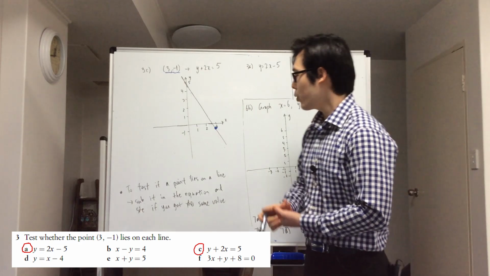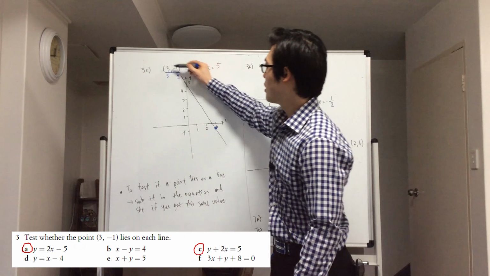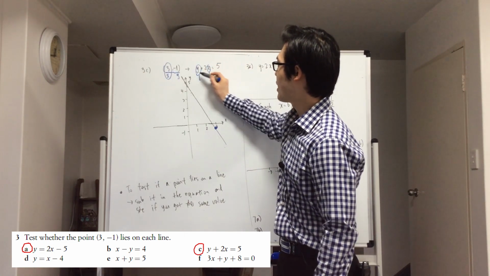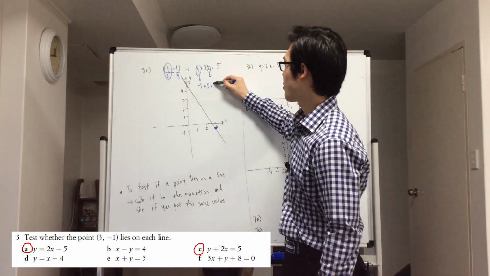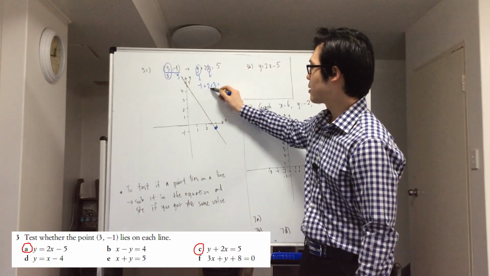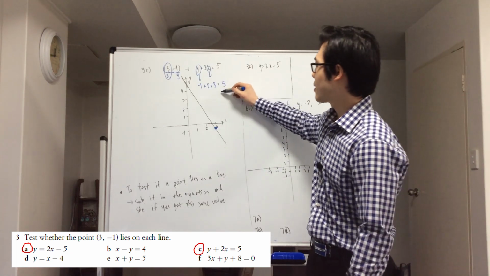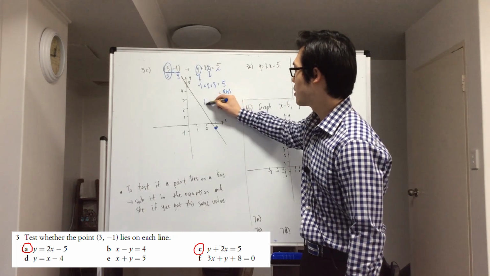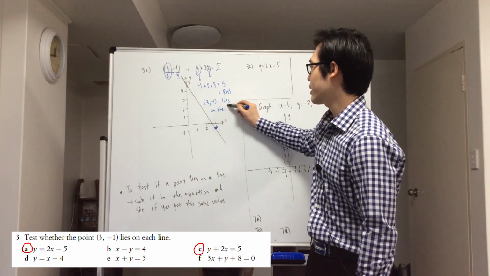So in order to prove that, all you need to do is just substitute these points in here. So, let's see, my y is minus 1 plus 2 times 3. Let's see what that equals to. We're trying to see if that equals to 5. Minus 1 plus 6 is 5. So because that is equal to the right-hand side, 3 and minus 1 lies on the line. Okay, so that's how you do it.